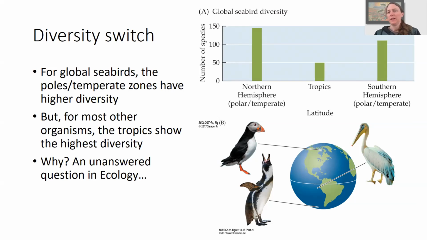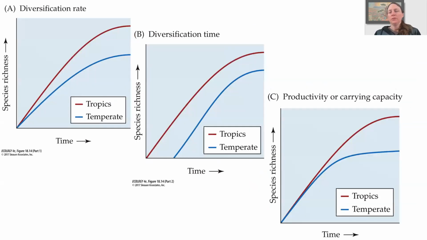This is one of these big unanswered questions in ecology. And it also has a lot of potential hypotheses that we're still trying to explore. So the first one is that if you look at these species richness, not over area graphs, but species richness through time graphs, if you go back through time, like we were talking about with the plate tectonic movements, what might have happened in the tropics versus the temperate zones to increase diversity? First of all, maybe there's just a higher diversification rate in the tropics, as shown by the red line in the far left. And if that's the case, then you have more species richness over time.